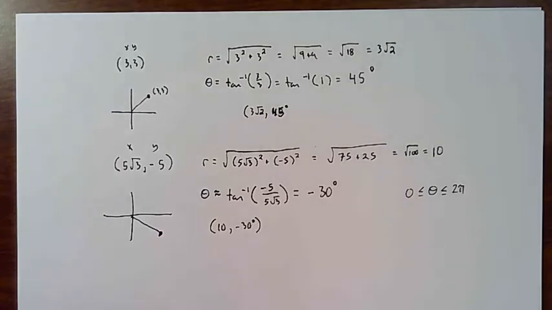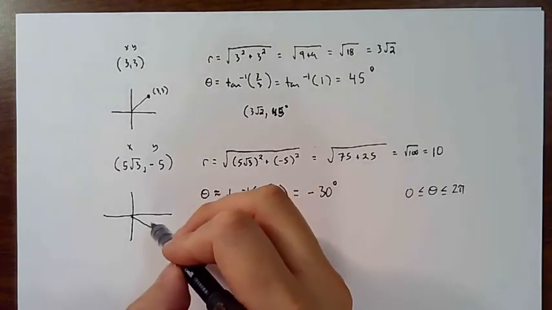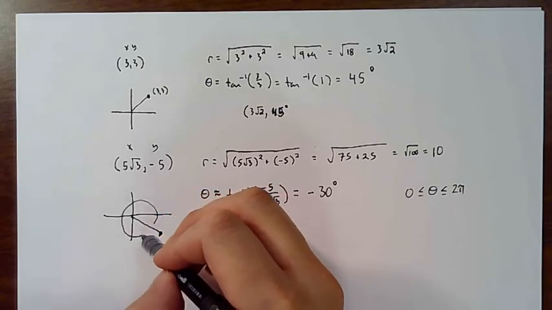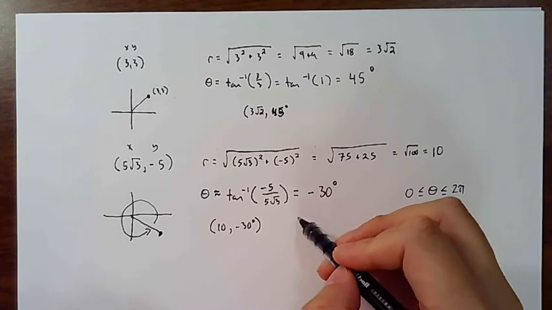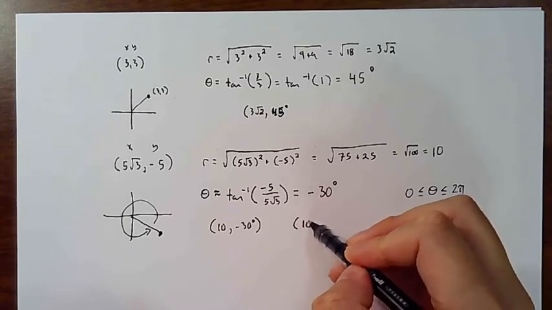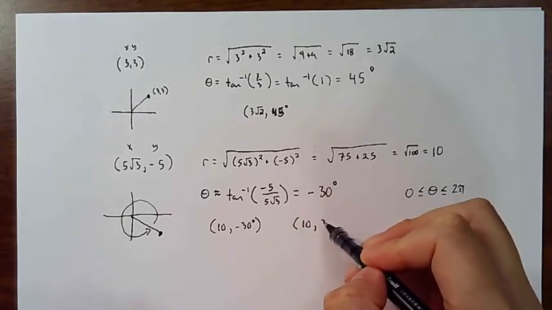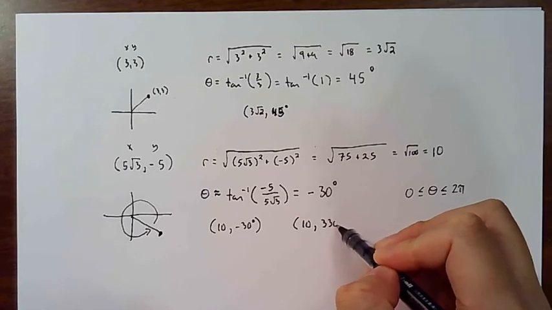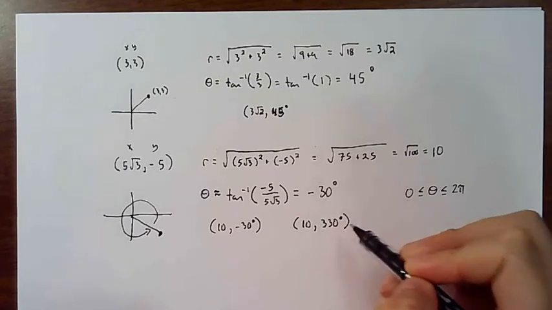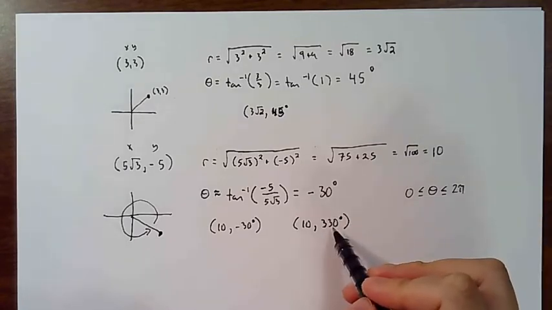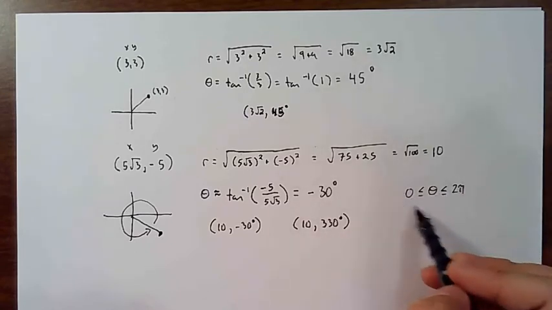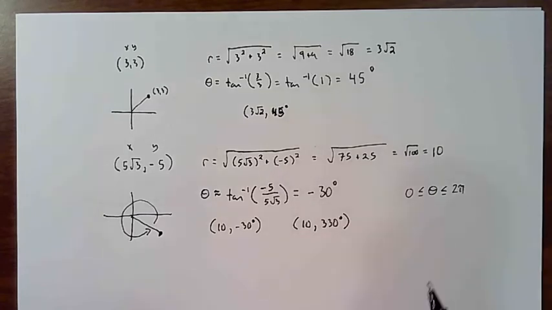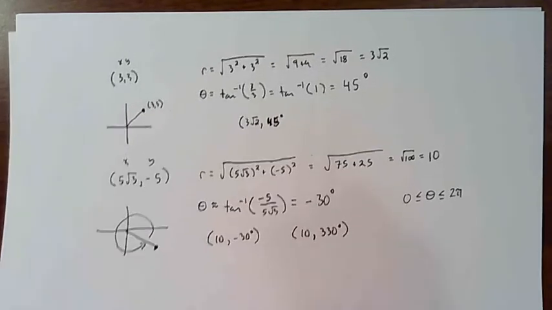But we know how to find coterminal angles. We would just wrap this all the way through. So we would add 360 to it, making this 330 degrees, which would be an alternative answer, but equally as good. And you may not have to do this if there's no restriction on what your angle is, but sometimes there are restrictions on the angles. Okay, let's do a couple more.